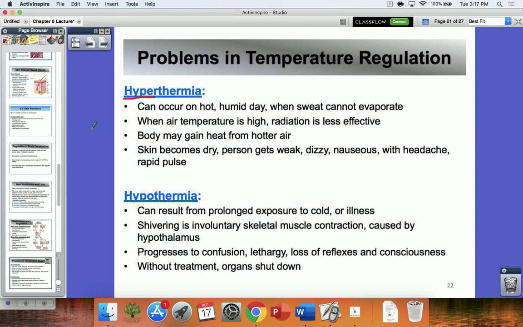And then we have hypothermia. Hypo means low. And so when we get too cold or exposed to too much coldness, of course we will shiver, but we could also lose consciousness. Our organs could start to shut down. We could be very confused. Could definitely cause issues.